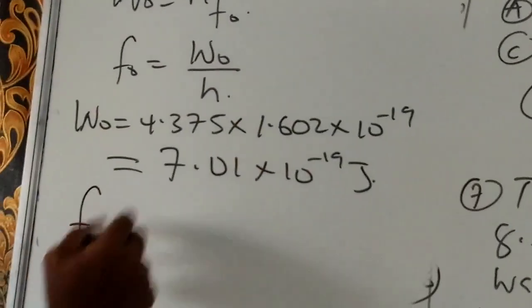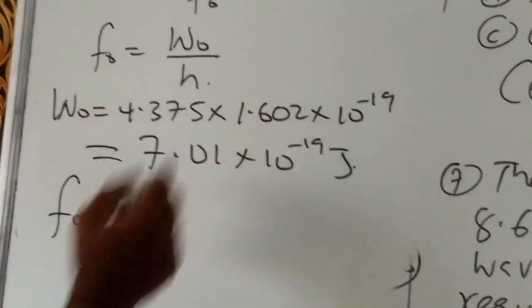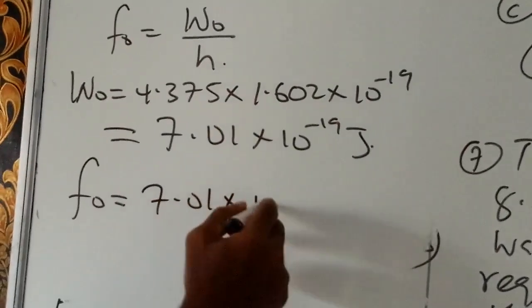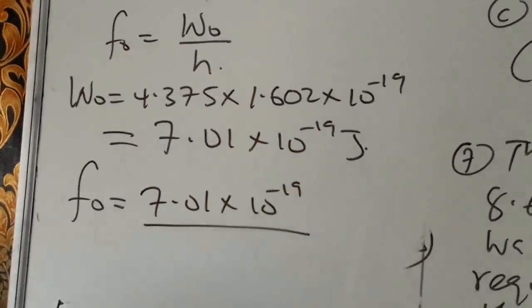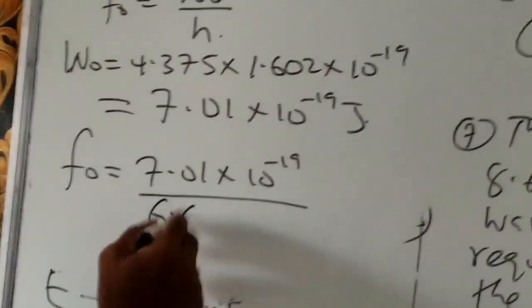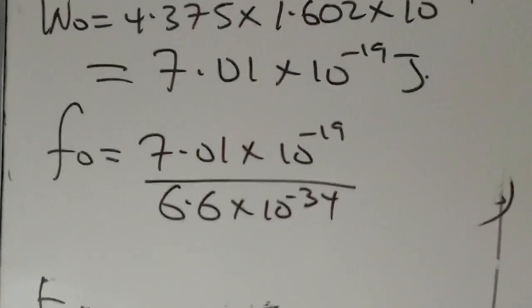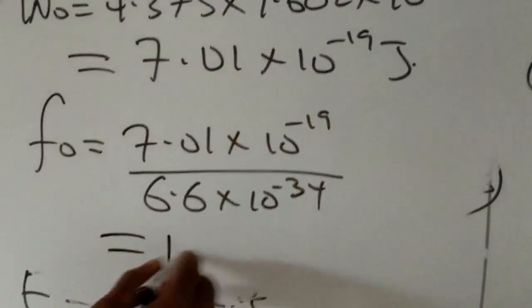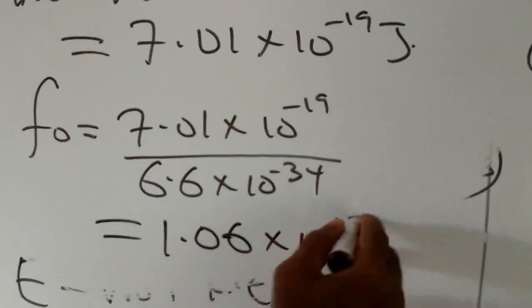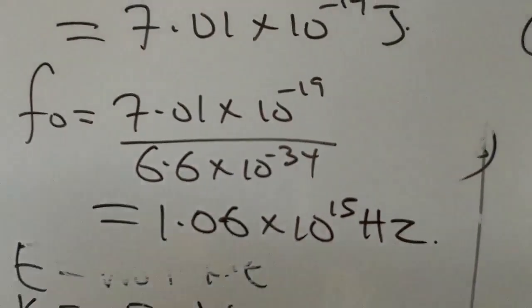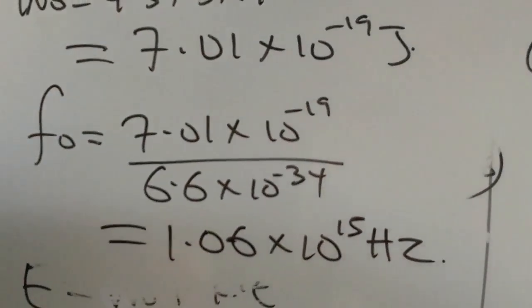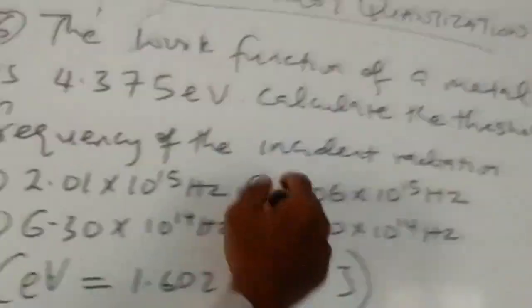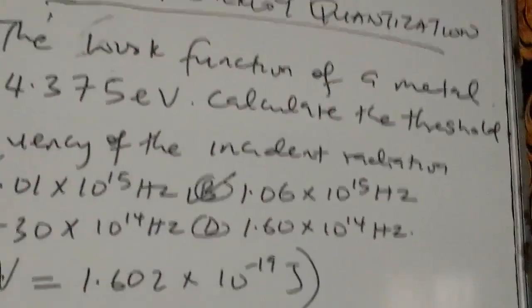So going to this formula now, our threshold frequency becomes the work function, substitute 7.01 power minus 19, over the Planck constant given to us as around 6.6 power minus 34. So we'll divide this value. We're going to get 1.06 power 15 Hz. That becomes our threshold frequency. So you go into the options. Option B is the right answer to the question on the board.